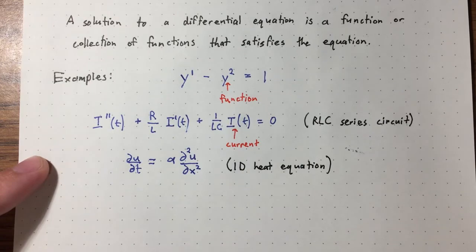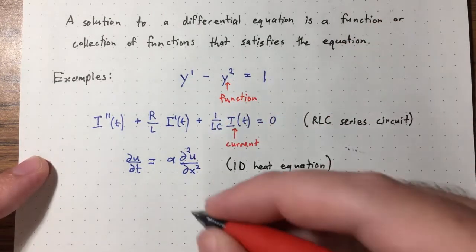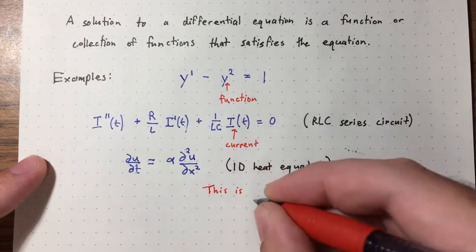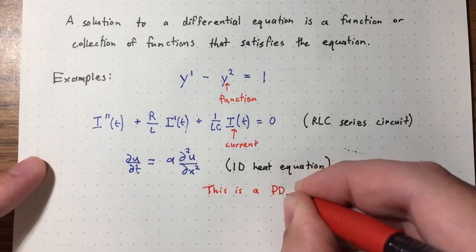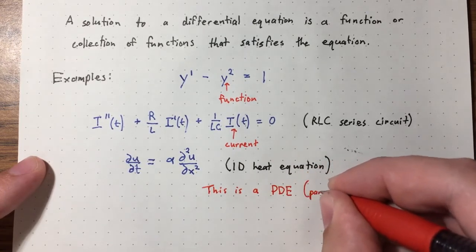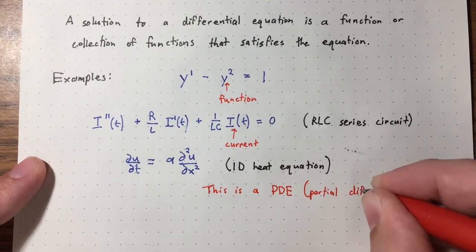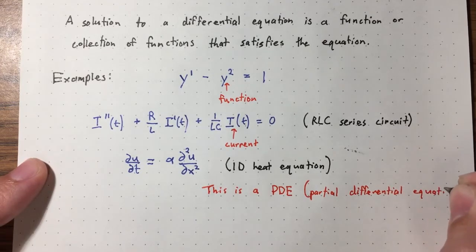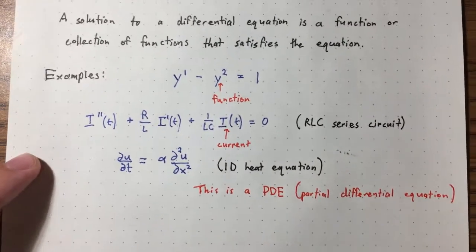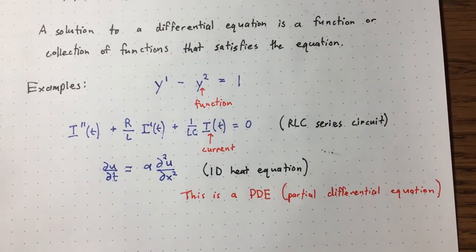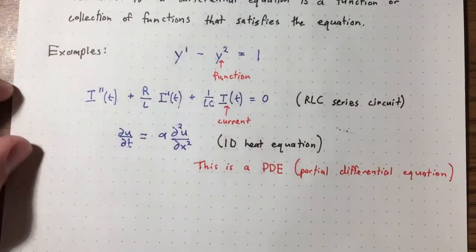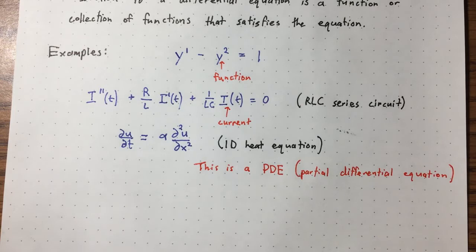And the reason we're not going to solve this one in this class is because this is an example of a partial differential equation, or PDE for short. Partial differential equations are very important and very interesting, but in this course we're only going to solve ordinary differential equations. So that's what this O stands for up here, ordinary, as opposed to partial. So we only have ordinary derivatives, no partial derivatives.